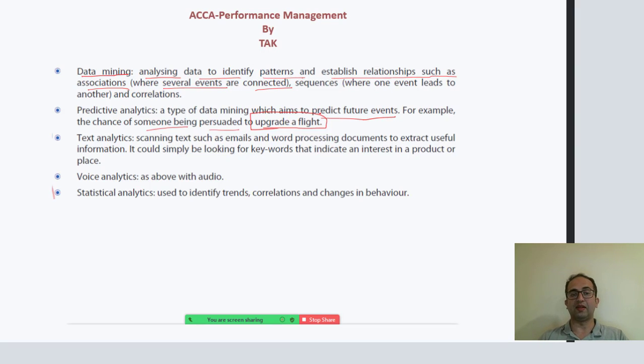Then there is the topic of text analytics. It's regarding the scanning of text, emails, and word processing documents to extract useful information and establish behavioral links and other links in order to judge the nature. Voice analytics, as the term depicts, depends upon audio, and statistical analytics are used to identify trends, correlations, and changes in behavior. So these are certain jargons of this area.